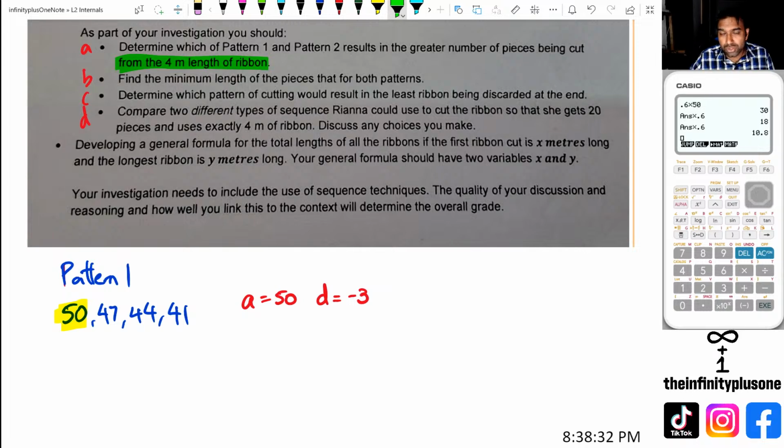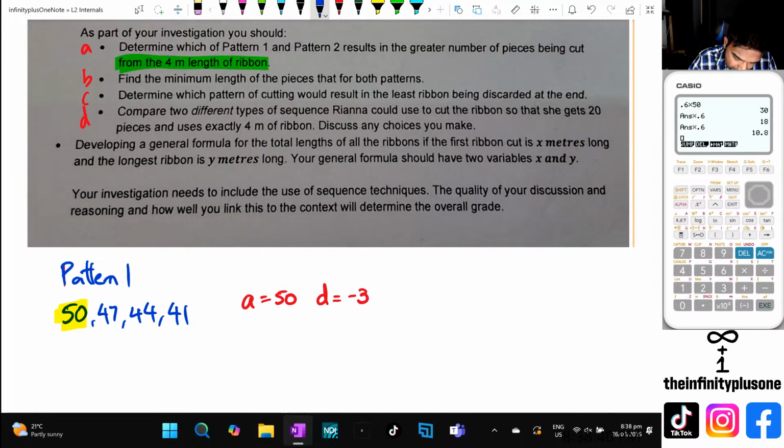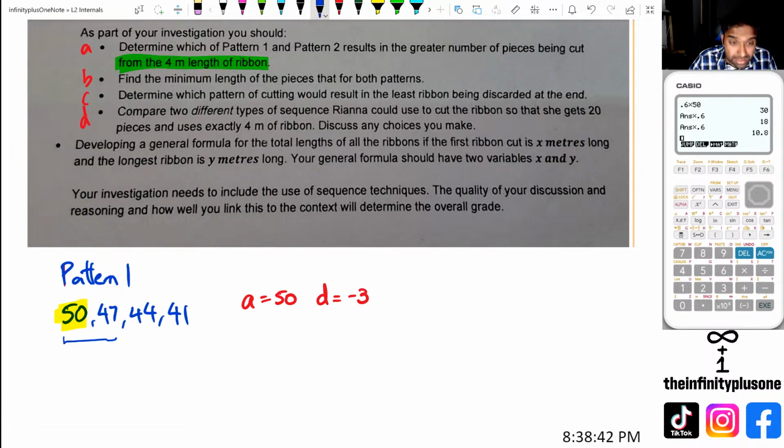So we're looking at the total number, like we want to know which number is going to add up to 400. So if you think about it, when we cut 2 pieces, it's going to be 97. When we cut 3 pieces, it's going to be 97 plus 44, which is 141. And you don't really want to do that manually, right?